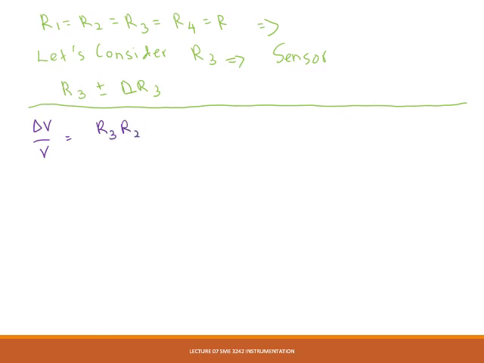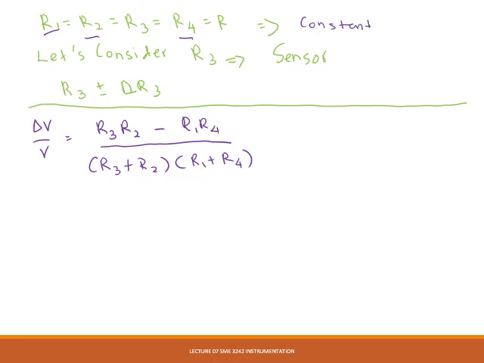R3, R2 minus R1, R4 divide R3 plus R2 multiply R1 plus R4. So this is our original equation. Then we're going to derive a new equation where we consider R1, R2, R3, R4 having the same values. Then R3 is our sensor and it will change with some changes of resistance, while the others, R1, R2, R4, are constant.